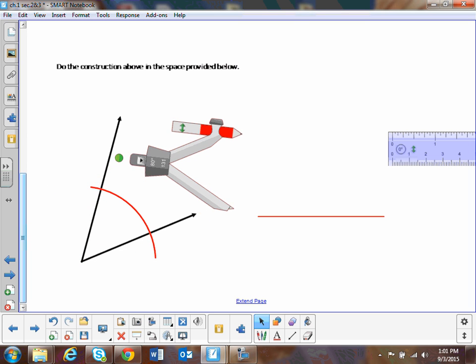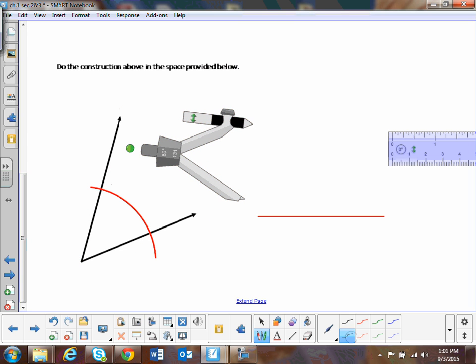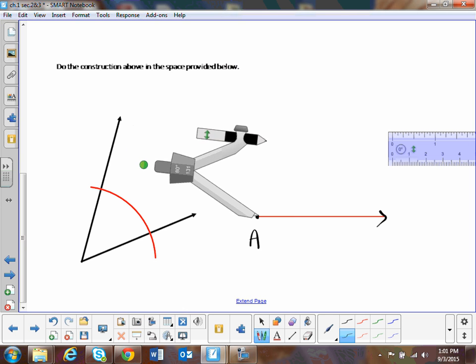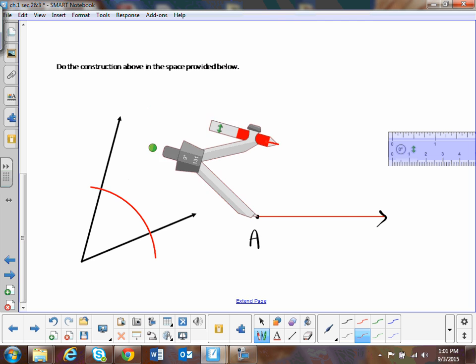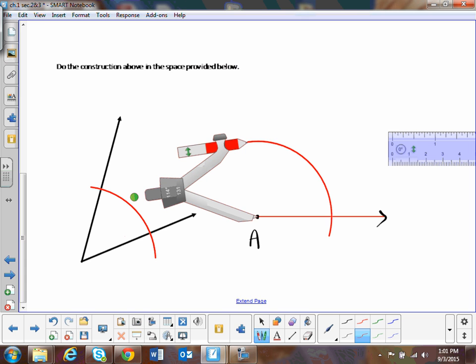Come over to the line. I should probably label some points here. So let's go ahead and label this A. And this is technically kind of like an arrow. So place your compass on A, and then make that same arc like we just did. Okay, I didn't change my compass setting. Pause this video if you need to catch up.